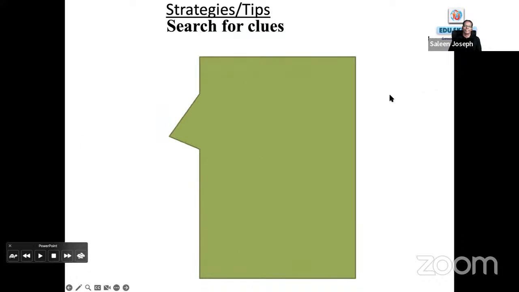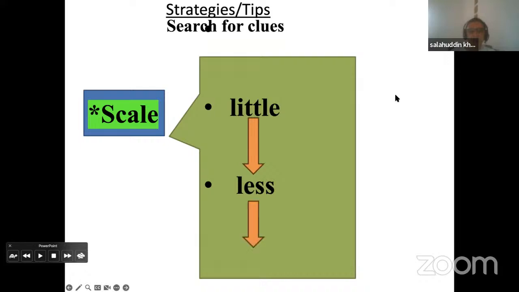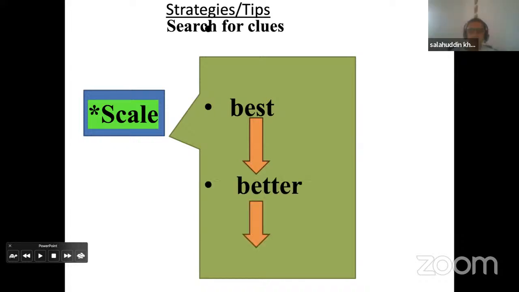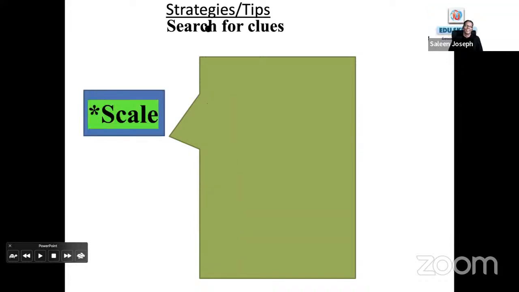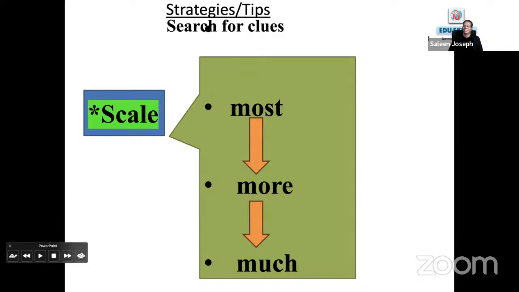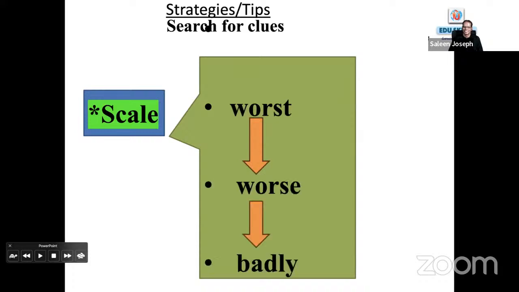Little and other. Now, little, less, least. Next, best. Better, good, better. Or most, more, much. Worst, worse, badly.